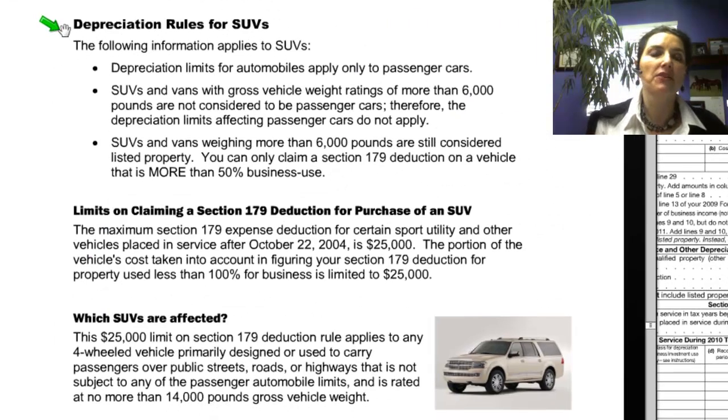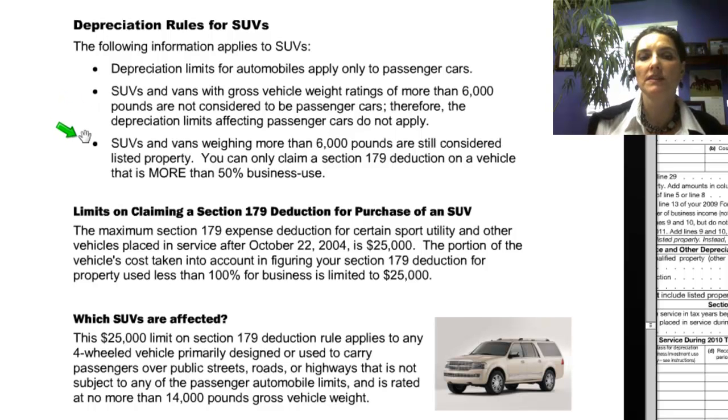Now we're going to talk about the depreciation rules that affect SUVs. The following information applies to SUVs. The depreciation limits for automobiles apply only to passenger cars, that is, vehicles weighing less than 6,000 pounds. SUVs and vans with gross vehicle weight ratings of more than 6,000 pounds are not considered to be passenger cars. Therefore, the depreciation limits affecting passenger cars do not apply.